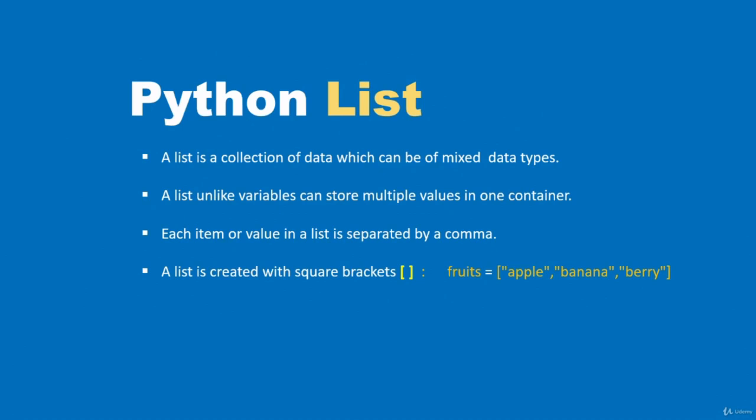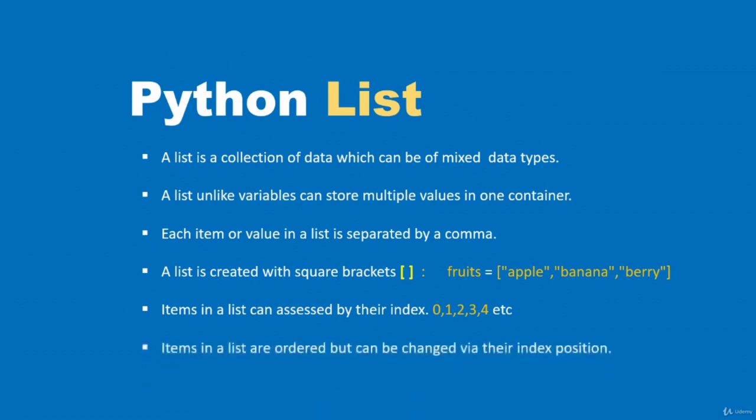You can access individual items in the list by their index position. So the first item is always index 0, the second item in the list is index 1, and so on. Also, you can change the order in which an item is positioned in a list by changing their index position.